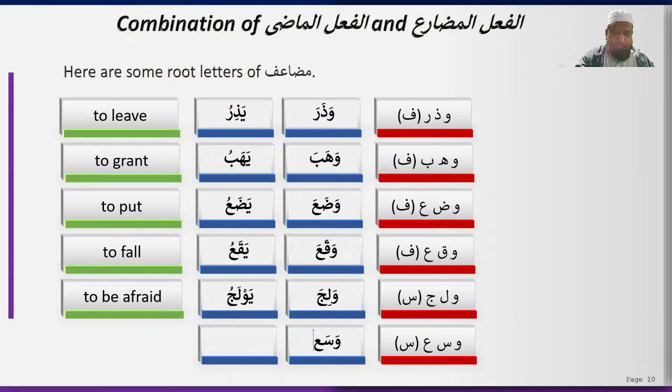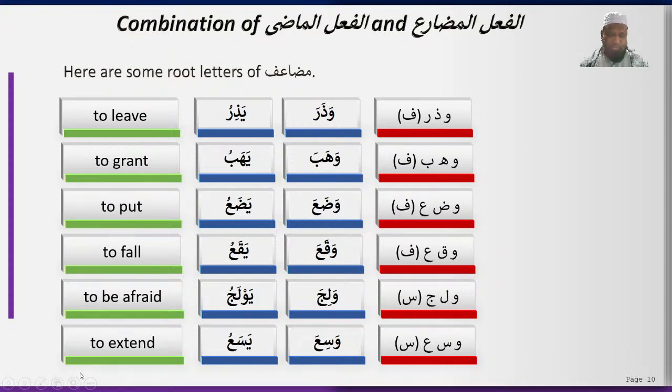Waw Sin Ain, Wasi'a. Because it's from Bab Sami'a, do we have Harfun Halqi either in the Ainul Kalima or in the Lamul Kalima? Yes, we have. The Ain is Harf Halqi and it is in the Lamul Kalima. So the rule is applied. Wasi'a, Yasa'u. Wasi'a Yasa'u. To extend.